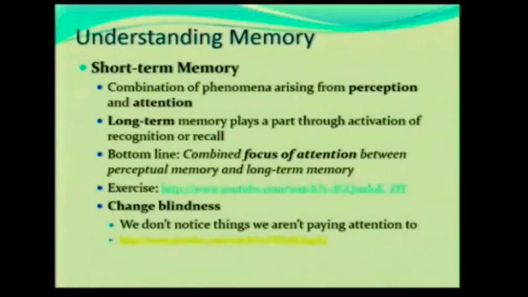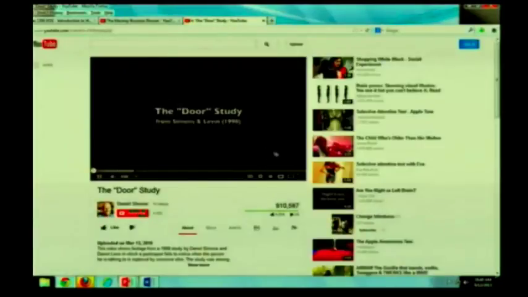So that's something called change blindness. Basically, we don't notice things we're not paying attention to. We do it all the time, and even things that we think are really obvious aren't. So I'm going to show you another video, because one of the criticisms of the gorilla study is that it's artificial. So let's look at something a little more real world.